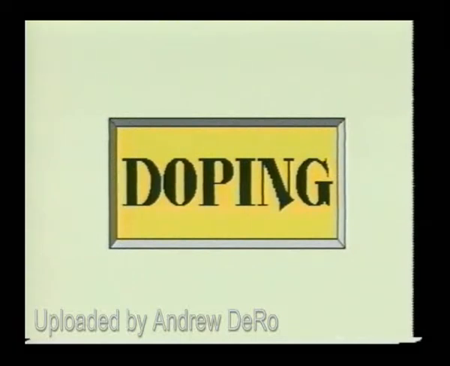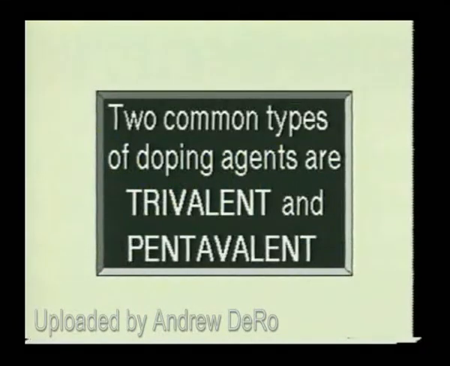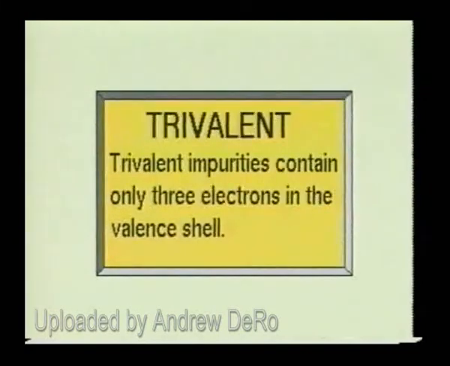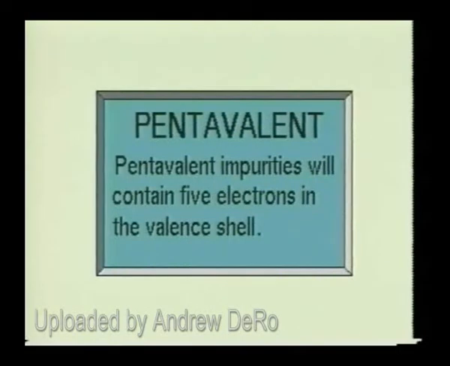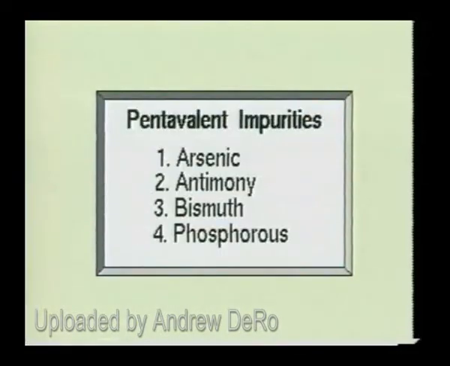There are two classifications of impurities used for doping. These are trivalent and pentavalent. Trivalent elements will contain only 3 electrons in the valence shell, whereas pentavalent elements will contain 5 electrons in the valence shell. Common pentavalent impurities include such agents as arsenic, antimony, bismuth, and phosphorus.